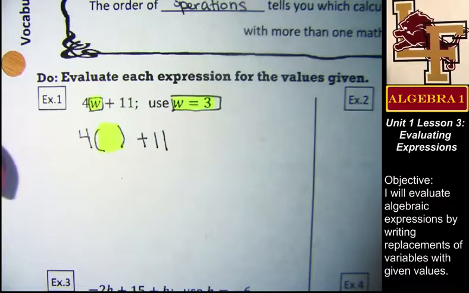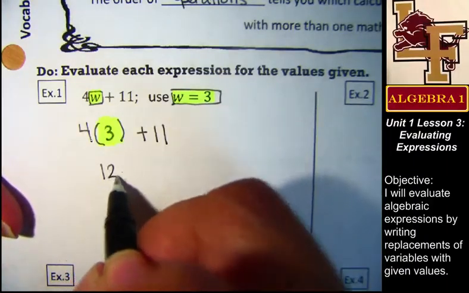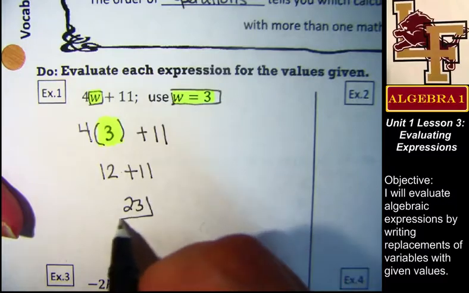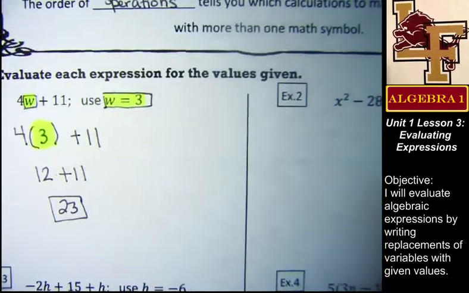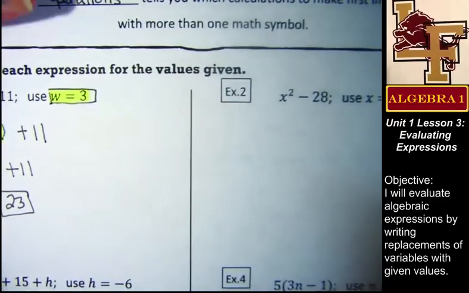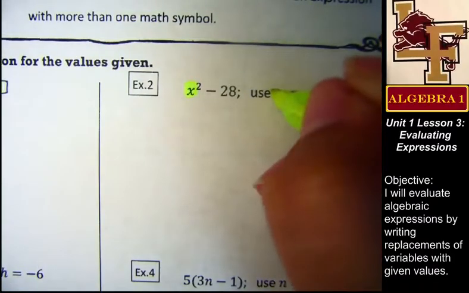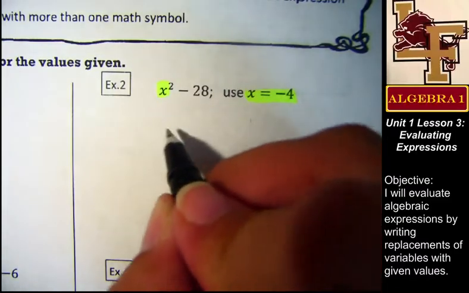The value of my variable was 3, and so I'm going to write a 3 here. And now I'm going to follow my order of operations. 4 times 3 is 12, plus 11, which is 23. And we're done. Look at example number 2. The variable x is being replaced with, it's being substituted for -4.